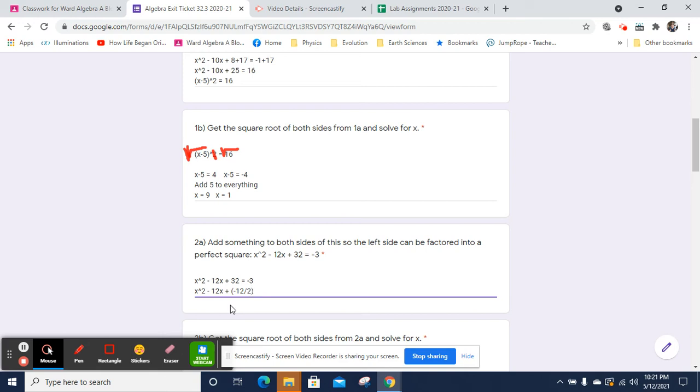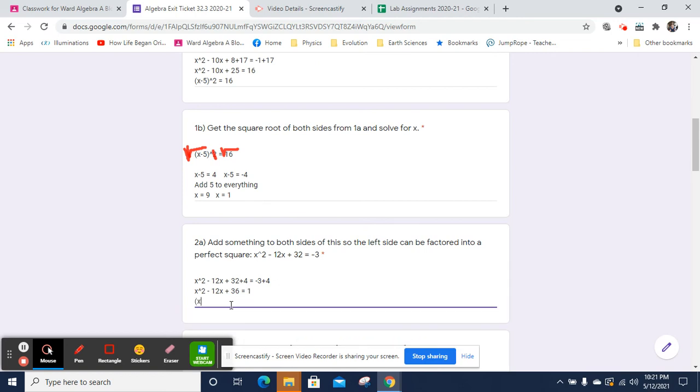Okay, and that needs to get squared. Since we're squaring it, that cancels out the negative, and 12 over 2 is 6. And so 6 squared is 36. So we need to turn 32 into 36. To do that, we just add 4. Over here, we will add -3 plus 4 as well. And so we end up with x squared minus 12x plus 36 equals 1.